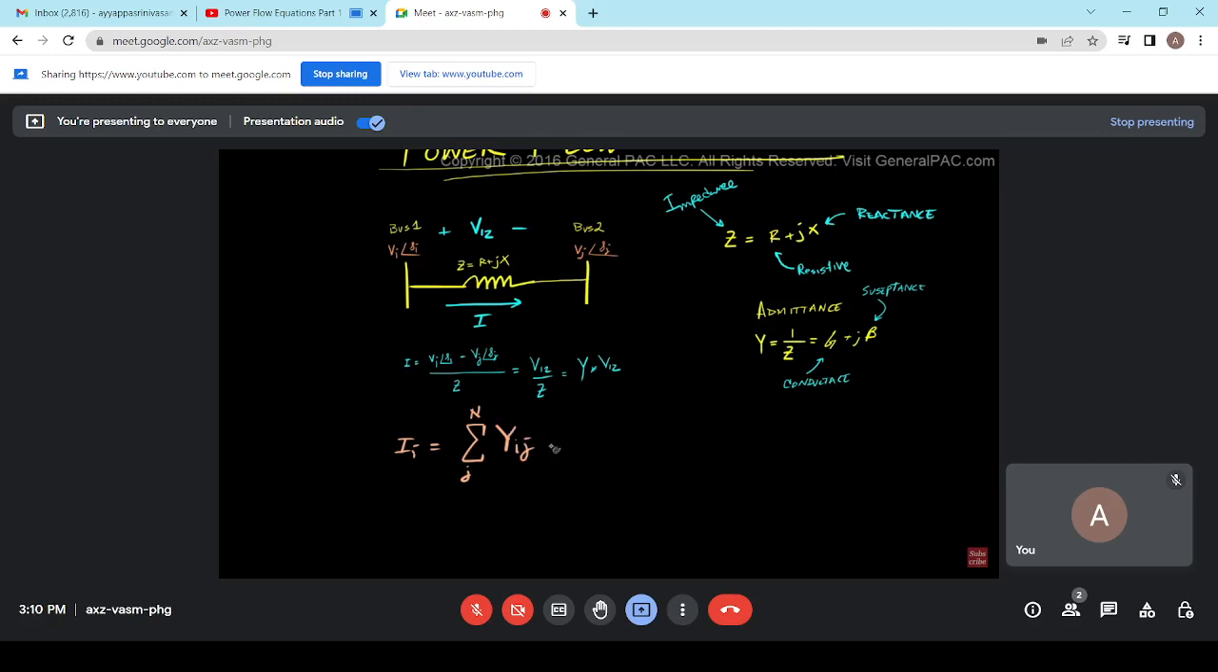Yij times Vj. So now this is the way to define current in all of the buses in our system. And that is equal to essentially the current generated at a bus, okay? The current generated at a bus minus the load current on that bus, okay? And we'll cover this later. But it's essentially, this is the equation that we're very much interested in.